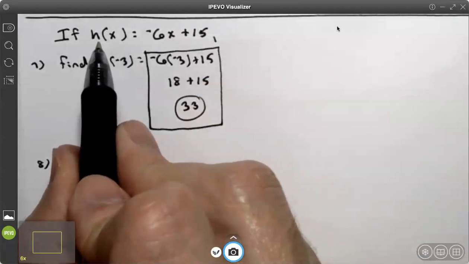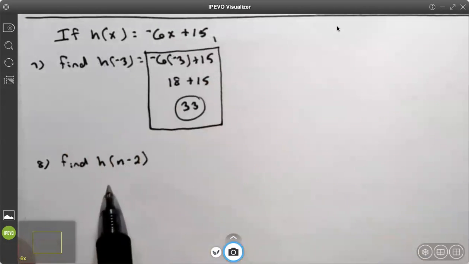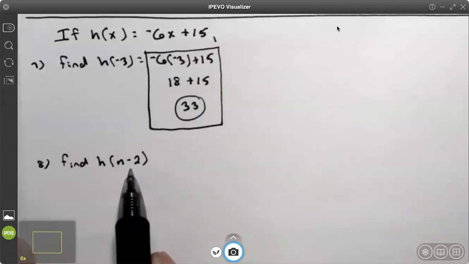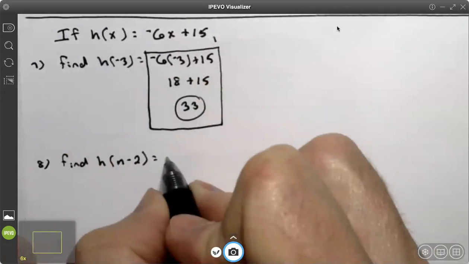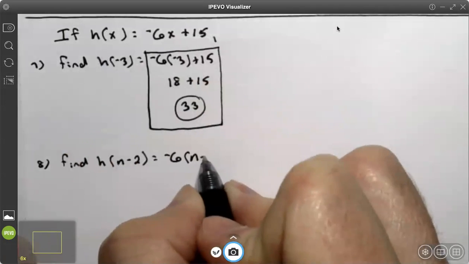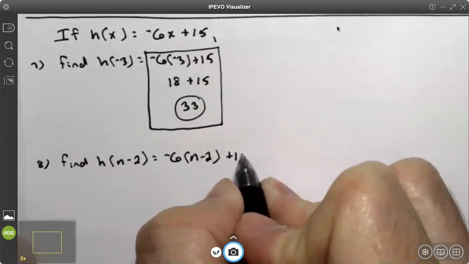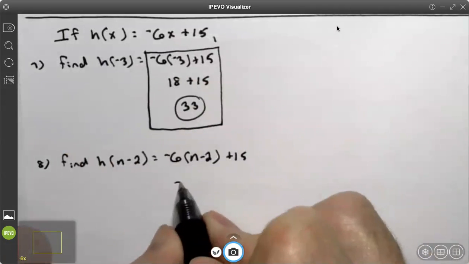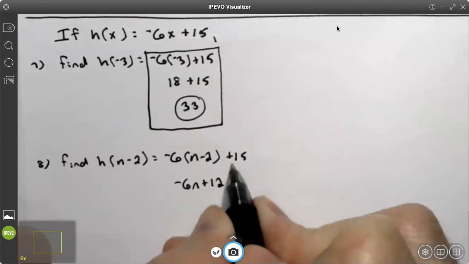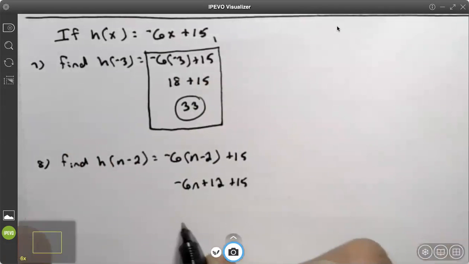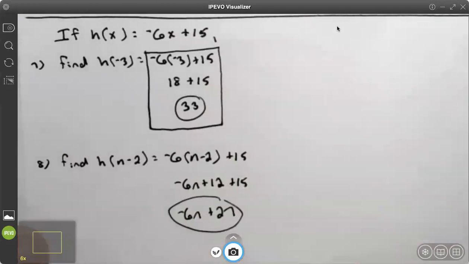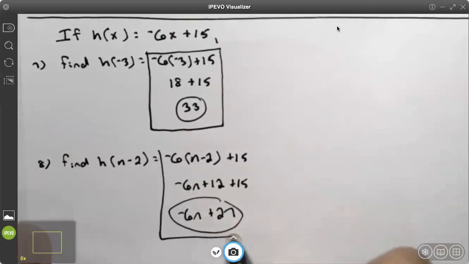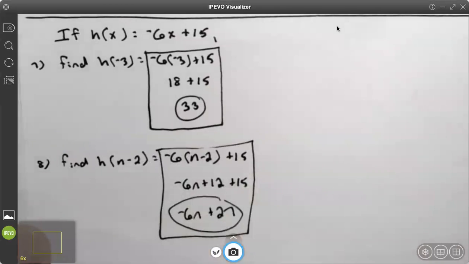All right. If h of x equals negative 6x plus 15, find h of n minus 2. So I'm going to replace x with n minus 2. Distributive property, you get negative 6n plus 12. Bring down the plus 15. You have like terms to combine. That gives you 27. And your answer should have been negative 6n plus 27. And that's what I would have had on my paper right there.